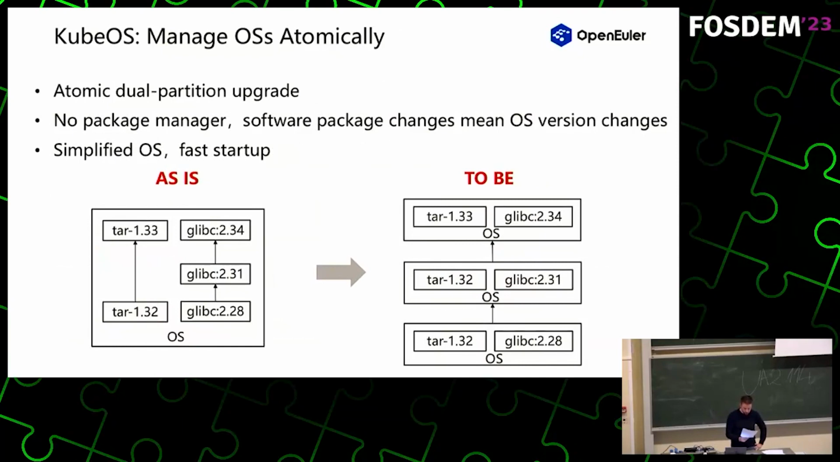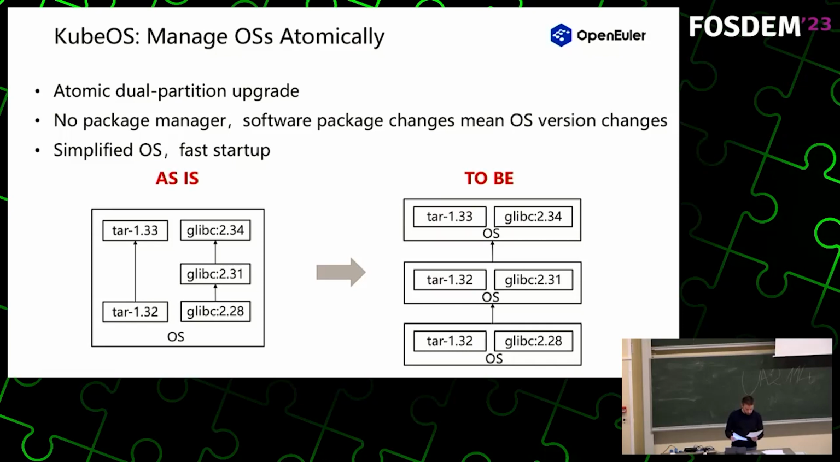KubeOS upgrade is an atomic dual zone upgrade. It does not include a package manager. The change of each software package corresponds to the change of the operating system version. Then the OS version corresponds to a specific OS image or RPM package combination. Each software update, as shown in this diagram, is an OS version update. So you avoid the version splitting problems, and the cluster nodes remain consistent at all times.